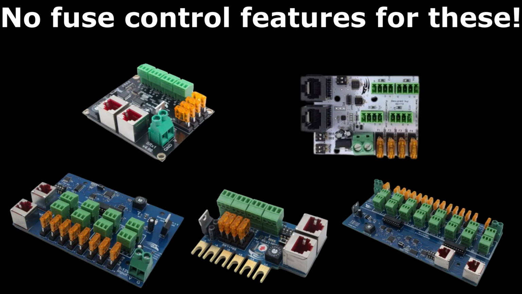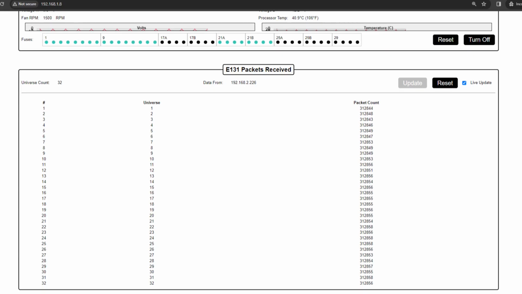Any receivers with automotive fuses will not have the fuse control options. The final section on the status page is the E131 packets received section. This will only show up if the controller is running in E131/ArtNet mode. If it's running in a different mode, there'll be a different page down here.